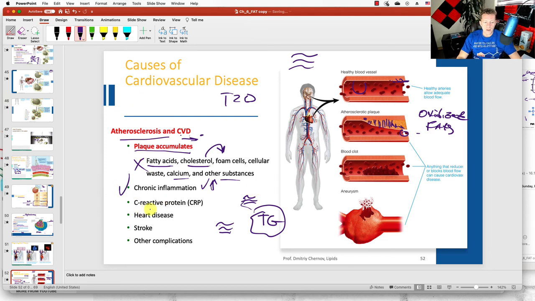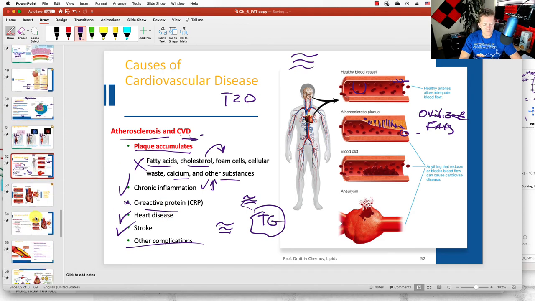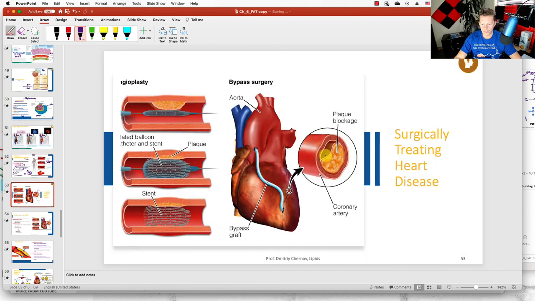So C-reactive protein, that's the marker, can lead to heart disease, stroke, atherosclerotic plaques, and other complications, because I can go on. So this is atherosclerosis. So how do we deal with that?